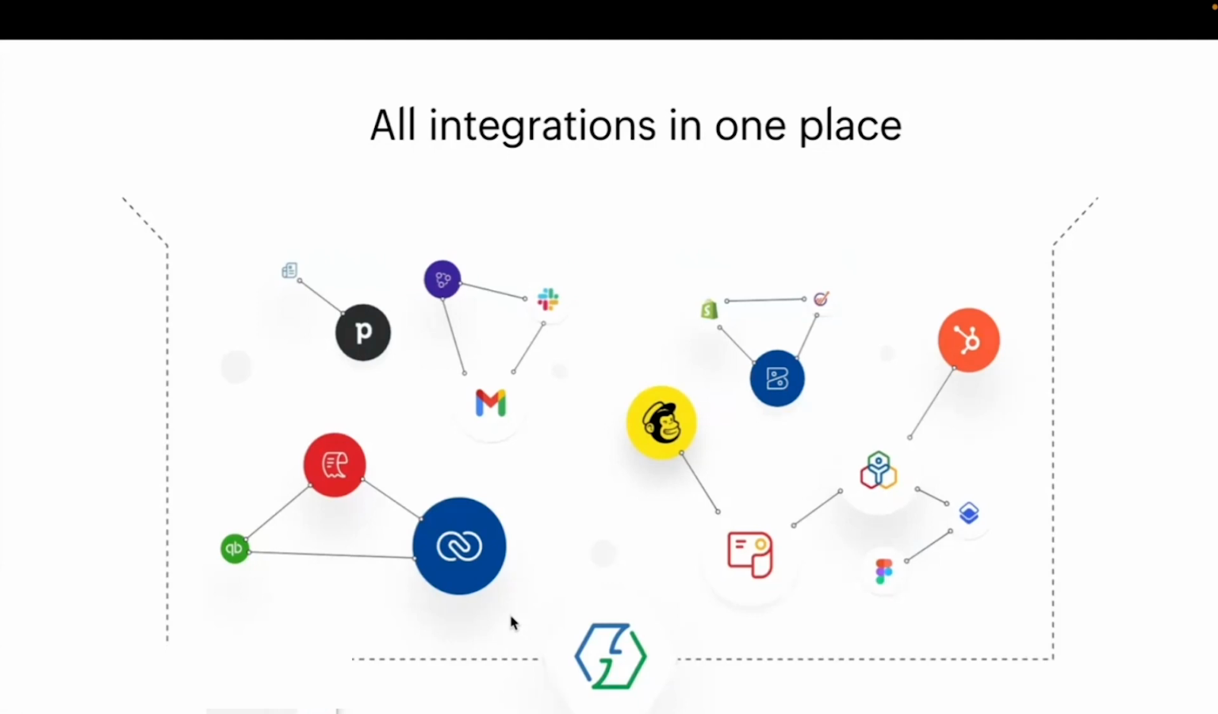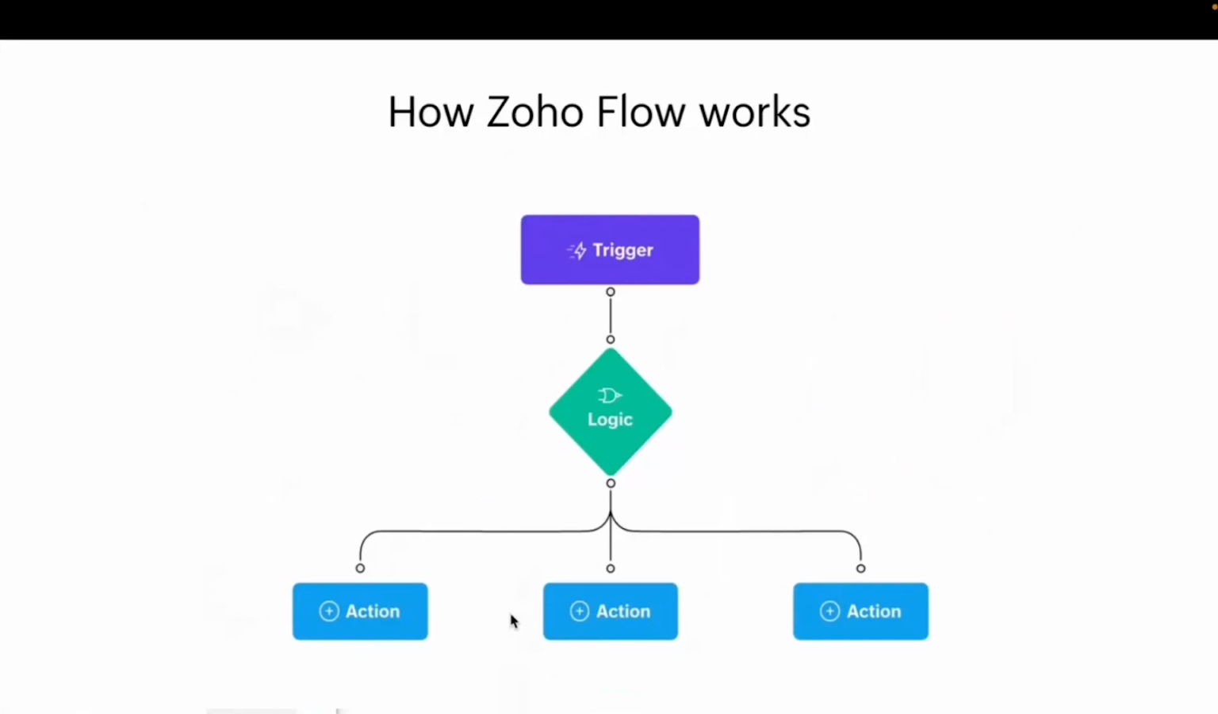Let's go ahead and see how Zoho Flow works. Zoho Flow works on a concept of trigger and action. A trigger is essentially an event that starts the flow. And there are three types of triggers that are supported by Zoho Flow at this point, which is an app trigger, a schedule trigger, and a webhook trigger. We will get into detail of what it is later during the session.